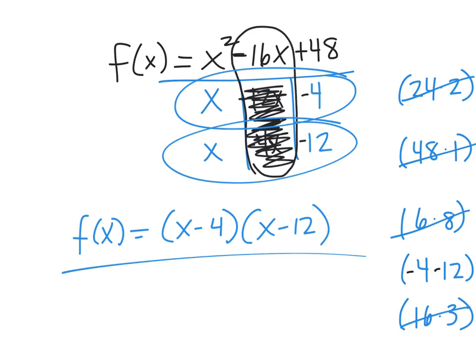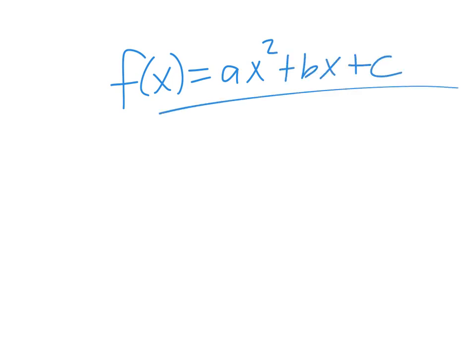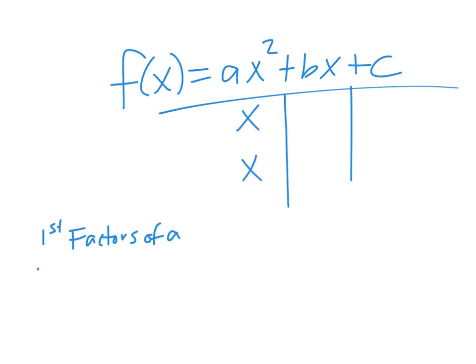To sum up everything, this is what you're really doing. You have your general function, ax squared plus bx plus c. This is your general function. You're going to break it into 3 columns, and the first step, find the factors of a. So here we have x times x. Second step, find the factors of c. So we have a number times another number.